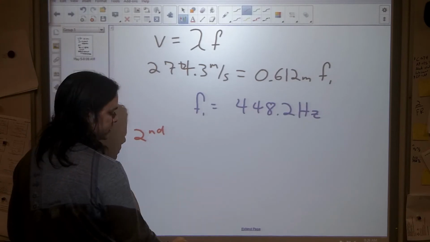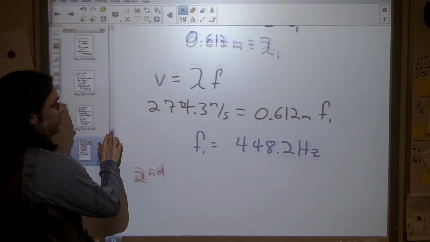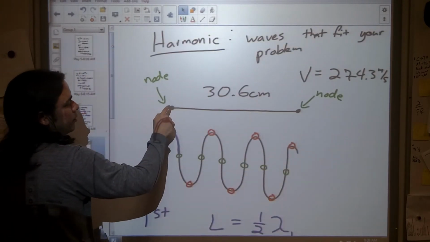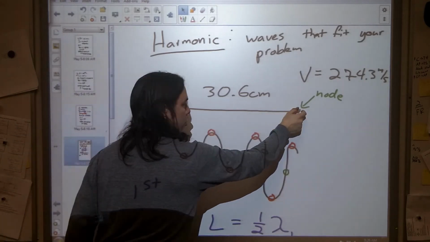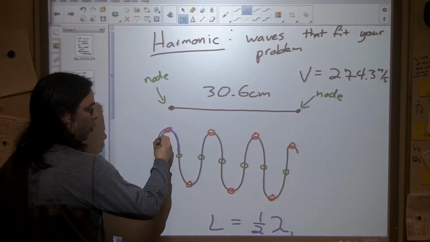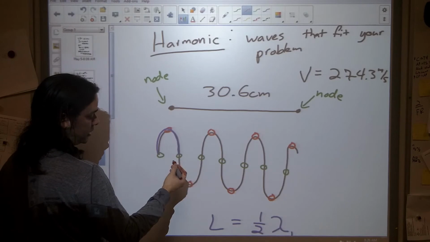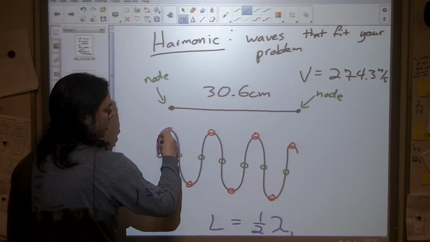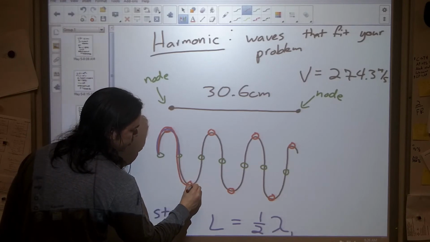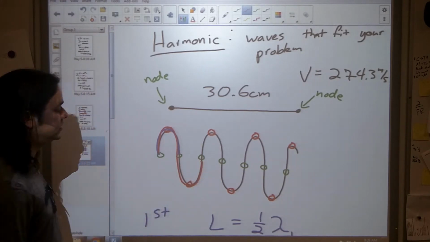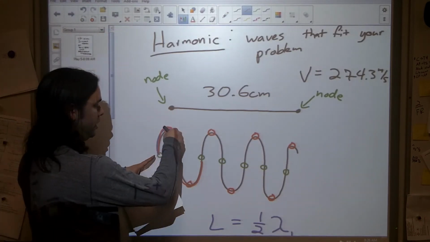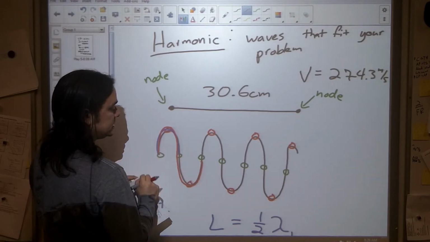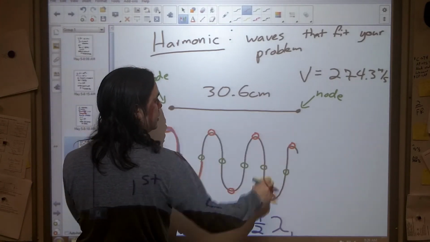What's the second frequency, or the frequency of the second wave that will fit inside my problem? I still need to go from a node to a node. So this is one of the waves that can fit in there. It's technically part of a wave, but it's what fits between these. So I'm going to start on a node. I've already stopped on that node, so I'm going to go to the next one. This is the second harmonic, because it goes to the second wave that will fit from a node to a node.